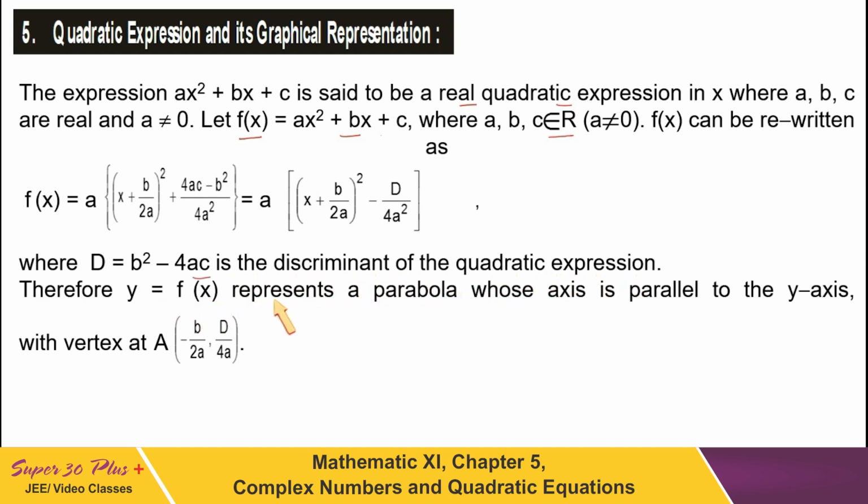Therefore, y is equal to f(x) represents a parabola whose axis is parallel to the y-axis and having vertex minus b by 2a, comma, minus D by 4a, means the representation like this, if a is positive. Got it? And if a is negative, then this is the downward parabola, and vertex is minus b by 2a, comma, minus D by 4a in both the cases. Vertex is here and for this vertex is here. This is the graphical representation of quadratic expression.